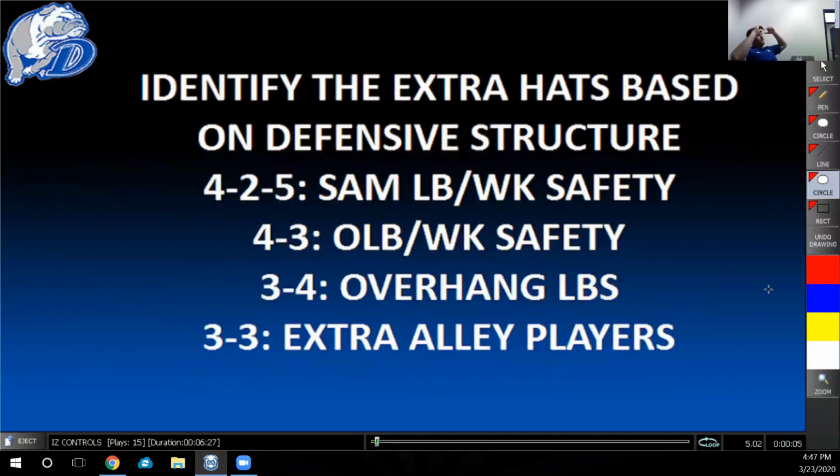So this is kind of my really brief overview of how I know who the extra hats are likely going to be when I'm facing a particular defensive front week to week. So this is really about structure. This isn't really getting into the coverage shell. The coverage will dictate obviously who can be in the run fit and not in the run fit.